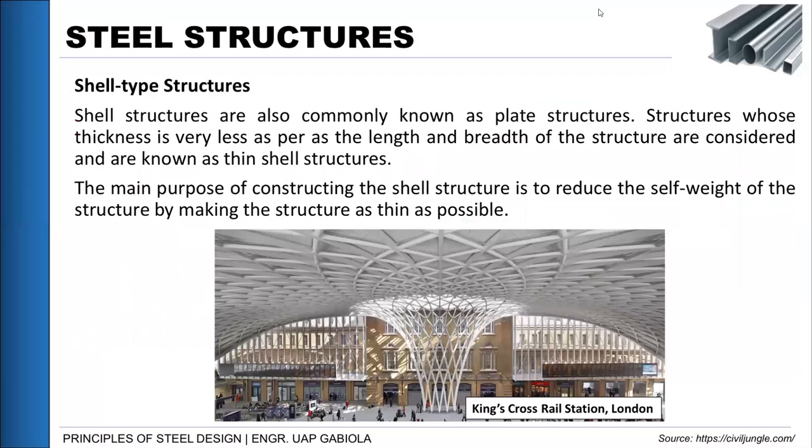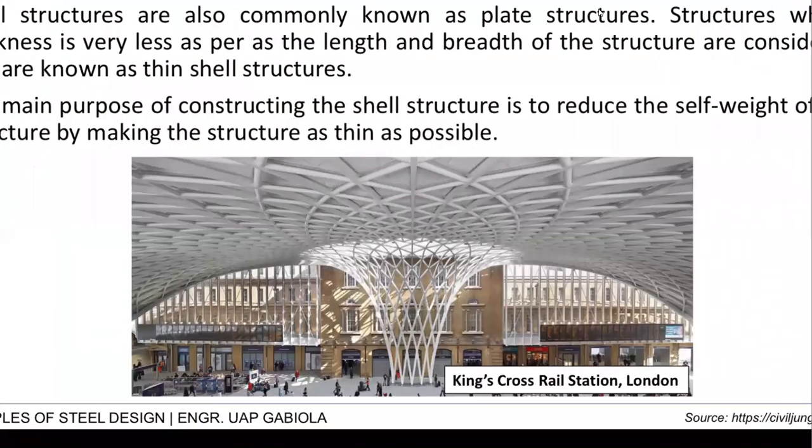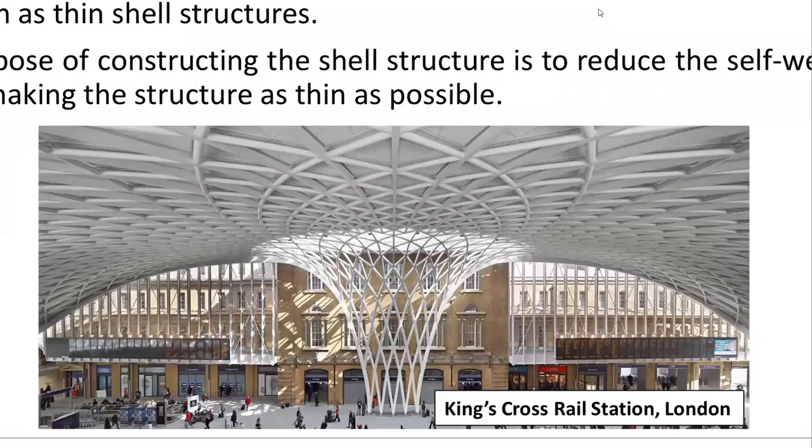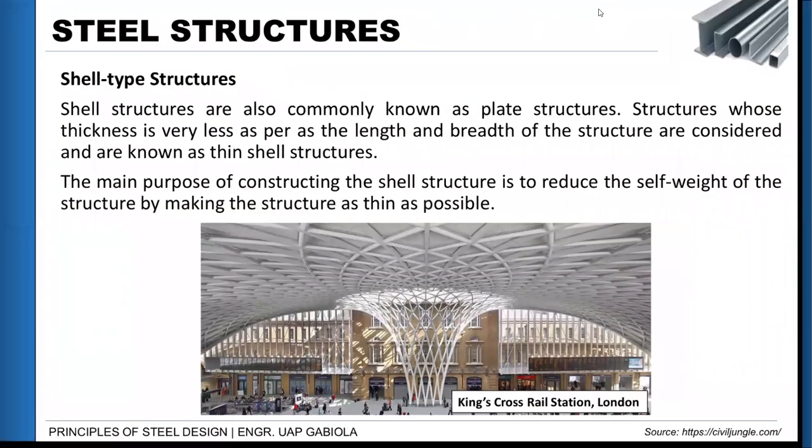Then we have shell type structures. So shell type structures, also commonly known as plate structures. So these are very less yung thickness niya compared with other structures, and yung self-weight niya are usually lesser. As you can see here sa example natin, we have the King's Cross Railway Station. As you can see, the aesthetic din na gagawa nung type ng structure na 'to.